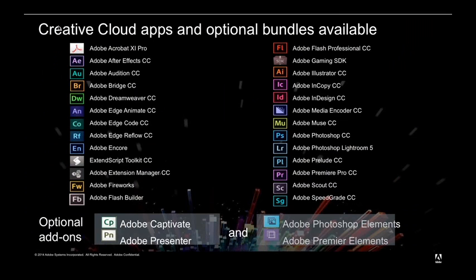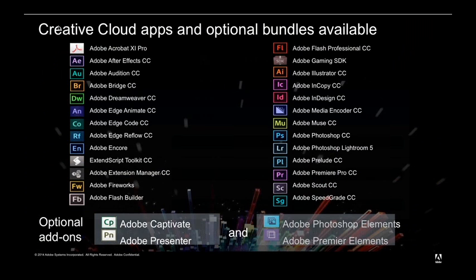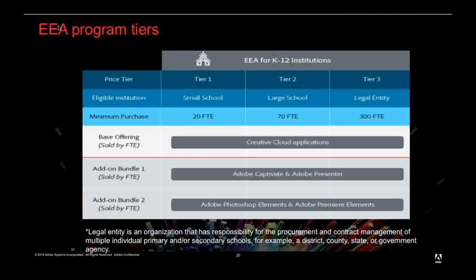So this is the news for schools. You can get all of these apps. You need to work out your FTE count. And then once you've worked out the FTE count, there are 3 price tiers that you can sign under. We're really trying to target the high school, the secondary market. So 70 FTEs and above, you'll get tier 2 pricing, and tier 3 for 300 FTEs and above.